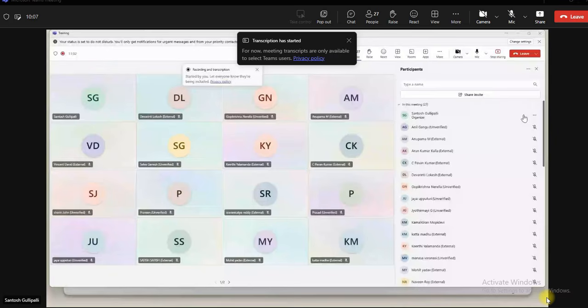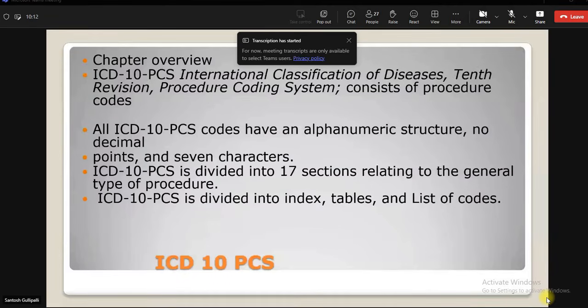The ICD-10 PCS is divided into 17 sections relating to the general type of procedures. So in total there are 17 sections in ICD-10 PCS. The ICD-10 PCS is divided into an alphabetic index, tabular list, and list of codes. ICD-10 is also divided into 2 volumes, volume 1 and volume 2.